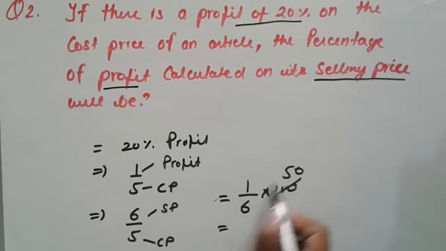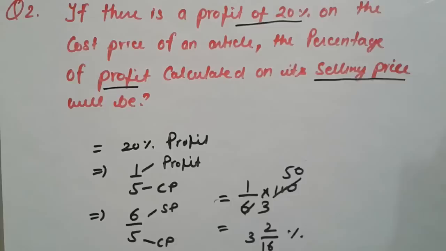If we cancel it by 50/3, we get 16, 3, 2. So it is the percentage of profit calculated on its selling price. Okay, move to the next question.